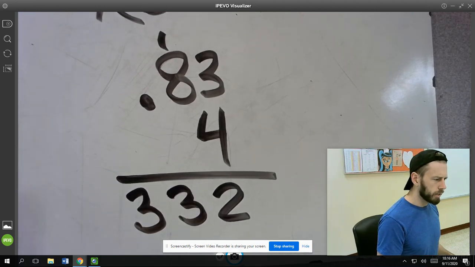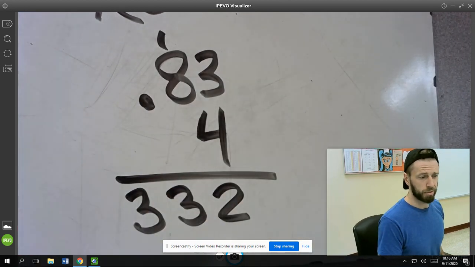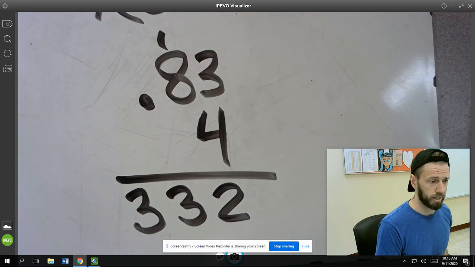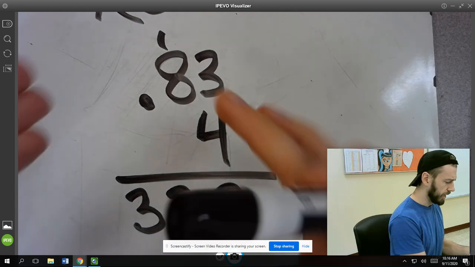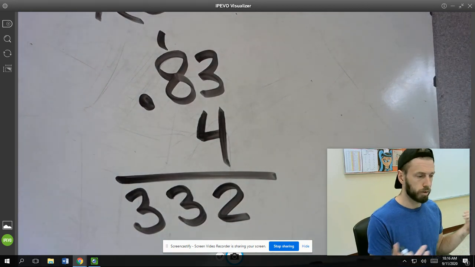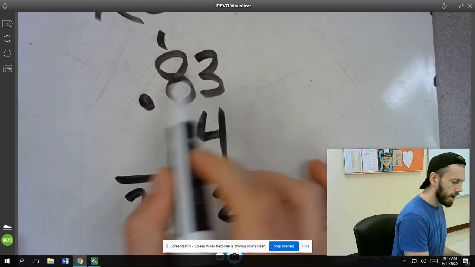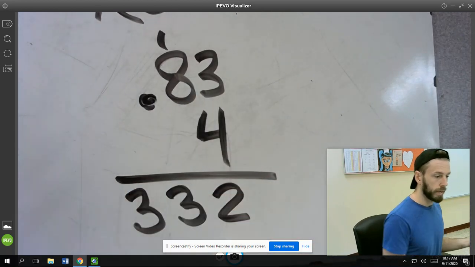Now this is kind of weird because we should know that a real small number like 83 hundredths times 4 should not give us 333. That's kind of ridiculous, right? There's no way that you could take this small number times it by 4 and then get all the way up to 333. Or 332, sorry. But what we have to do now is count how many places are to the right of the decimal in the actual problem.